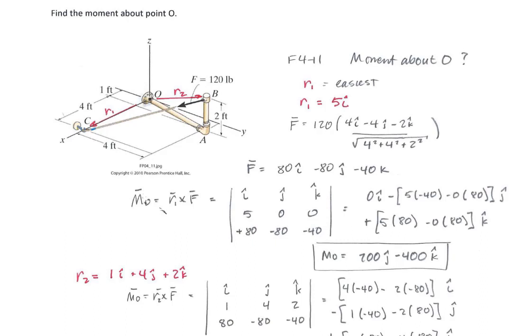Okay, so in order to do our cross product, let's find our force vector first. And the force vector is a magnitude of 120. If you do the unit vector properly, you'll find that that is your force vector.